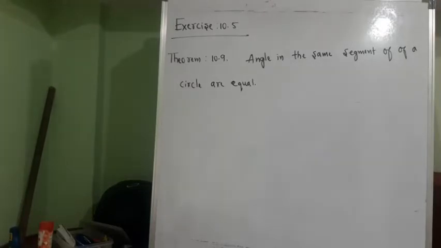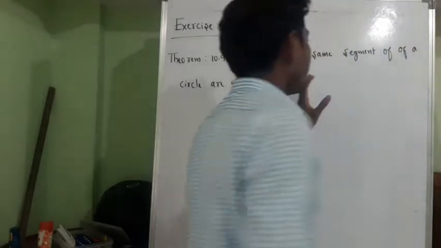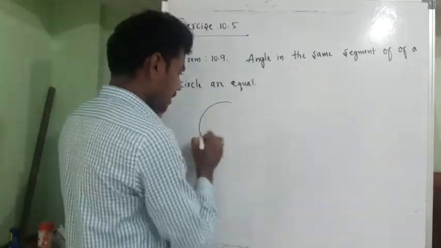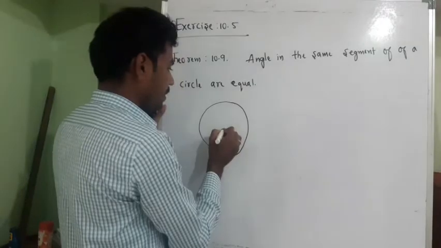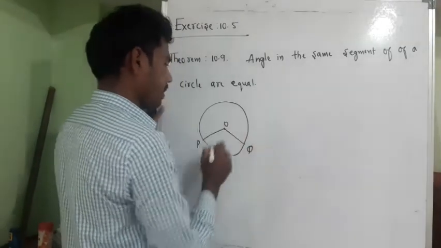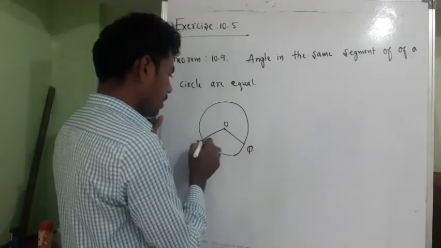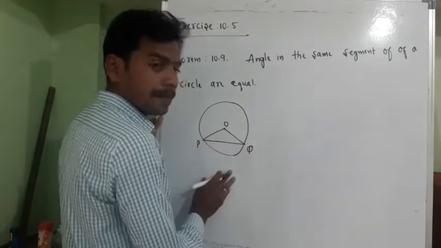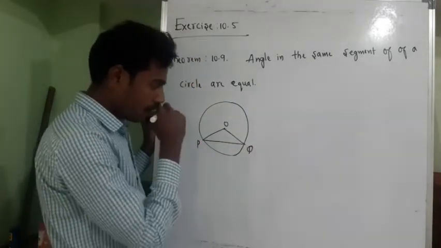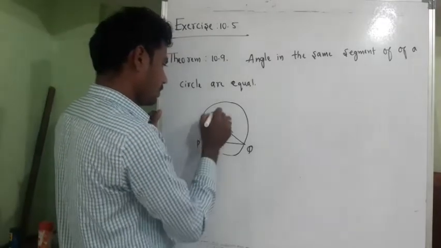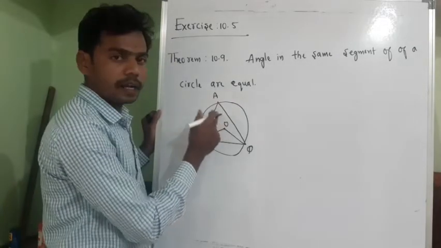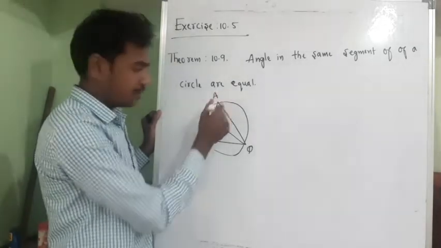Theorem number 10.9: angles in the same segment of a circle are equal. Suppose this is a circle, this is the center, PQ is an arc, and O is the center. If I join this, this is the minor segment, and this is the major segment. Now what they are telling is, this is one of the angles formed by the arc at any point on the circle.